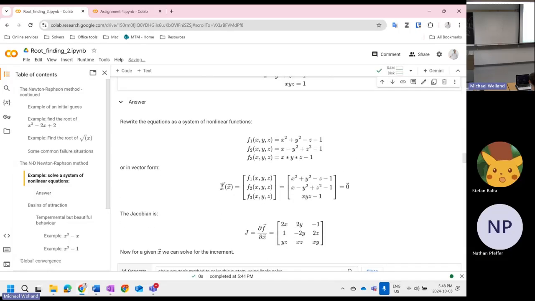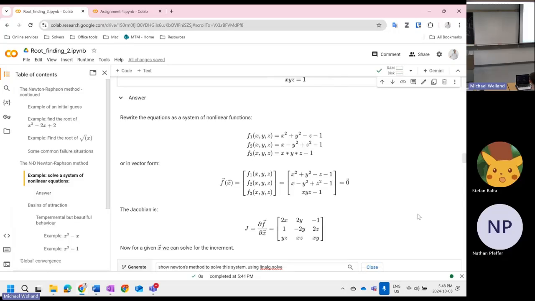Or in vector form, right? Your vector function is equal to this vector. And when it is equal to 0, i.e. when you've got a root, then you have solved your system of nonlinear equations.